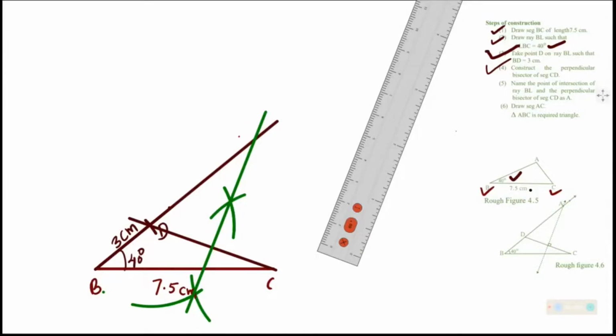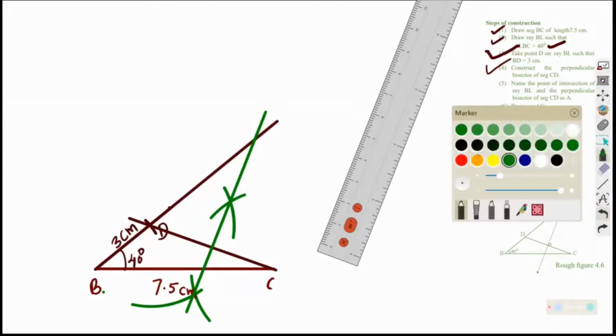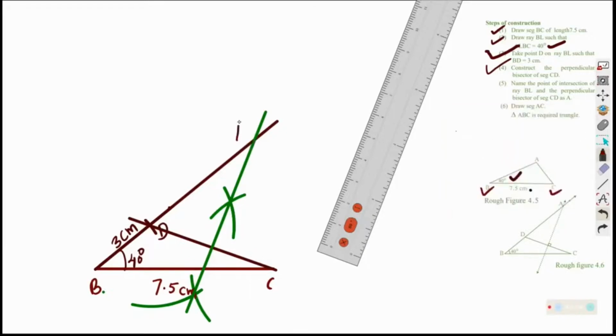That point will become the vertex A of the ABC triangle. Why? Because it is given that the difference is 3 centimeter between two sides. So the side AB will be having extra 3 centimeter now according to this diagram. I am just changing the color because we should be very perfect about it. A is that point of contact.